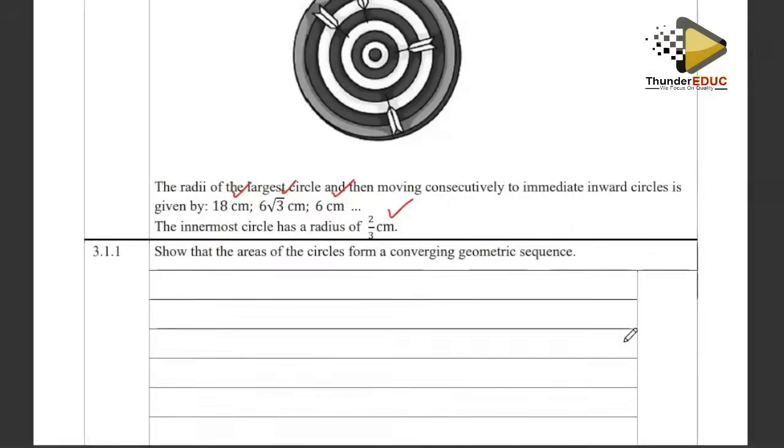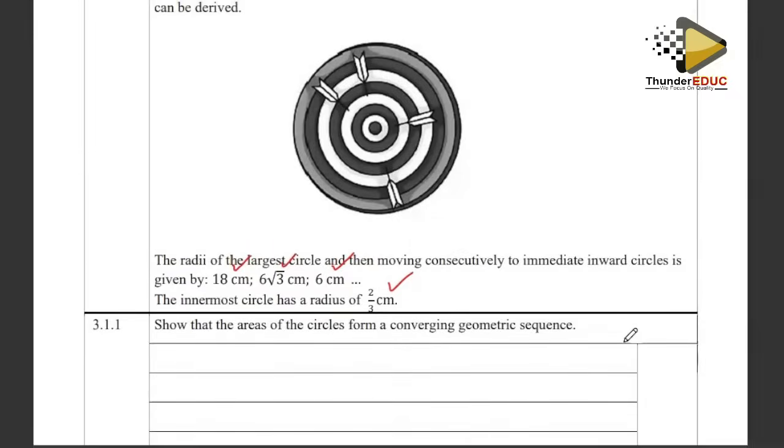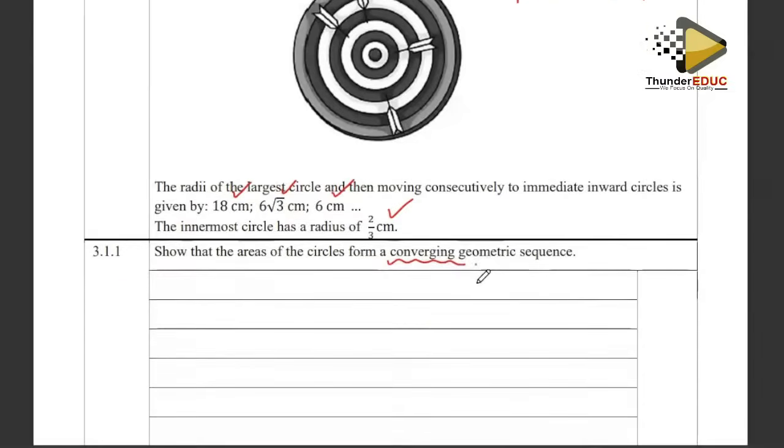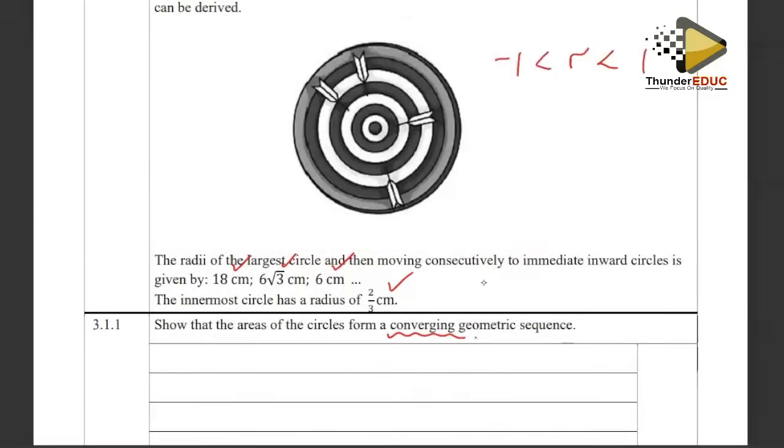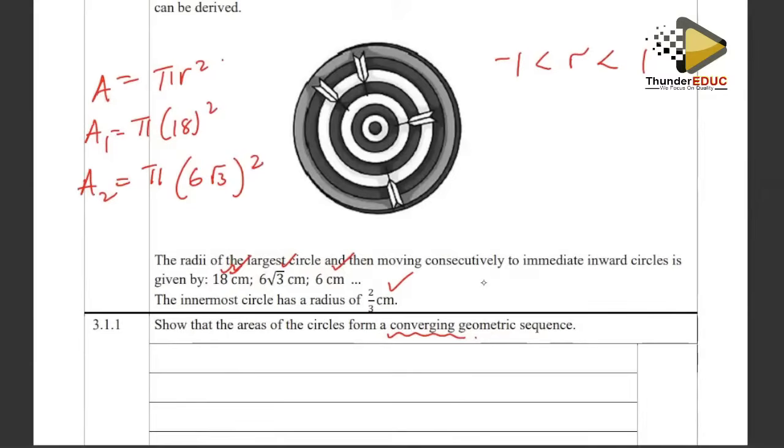Now, one thing we need to know is that the condition for sequences to be converging is that the common ratio must be between -1 and 1. So we know that the area of a circle is given by pi radius squared. So if I'm looking at the area of the biggest circle, it's going to be pi multiplied by 18 squared. Area of the second circle, I'll have pi multiplied by 6√3 squared.